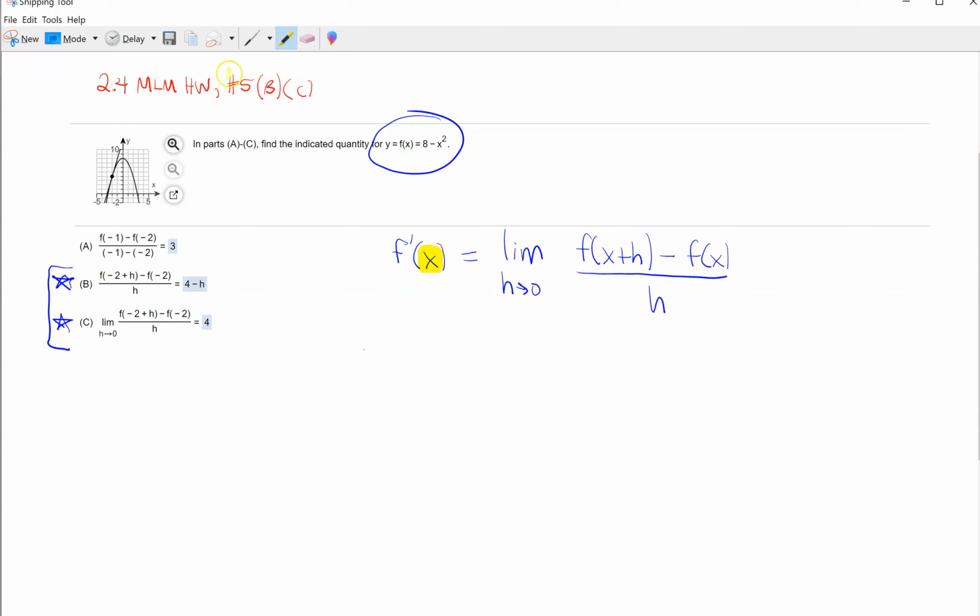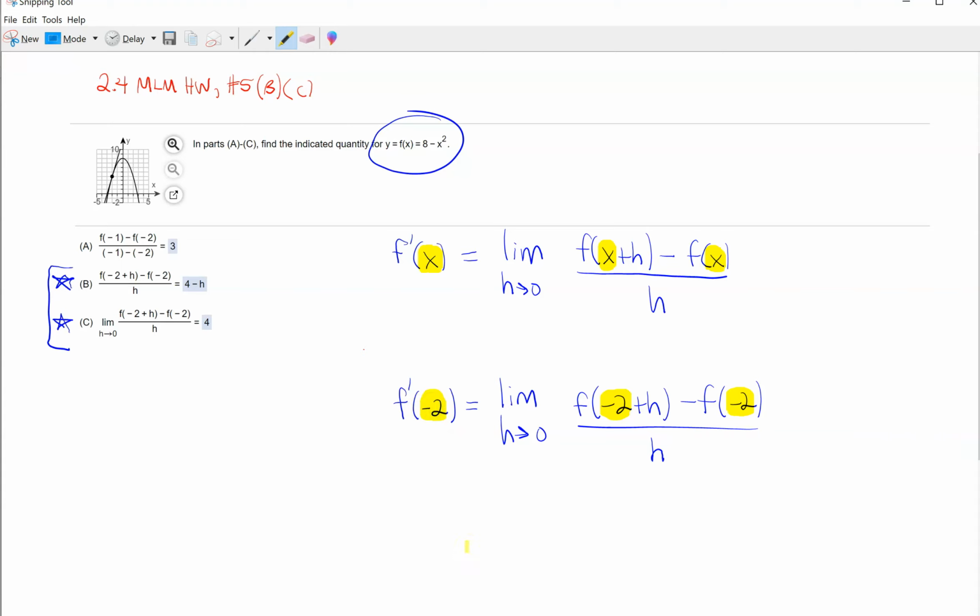But what we've been given here is this. Let me write it below so I can blow it up a little bit bigger. We've been asked to find the limit as h goes to 0 of f of negative 2 plus h minus f of negative 2, over h. So what this is doing is it just replaced my generic x with a specific value, negative 2. So this is really calculating the derivative for a specific x value, the x value negative 2.